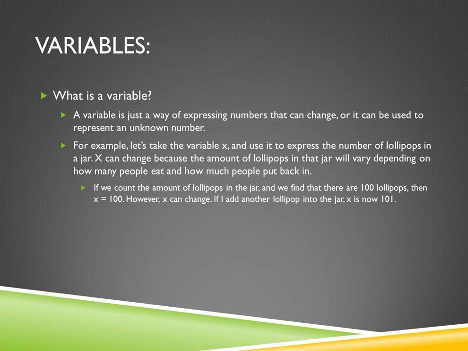So let's count the number of lollipops in this jar. 1, 2, 3, 4... and we find out there are 100 lollipops. So now x is equal to 100, because there are 100 lollipops in the jar. However, x can change, as I said before. If I add another lollipop into the jar, x is now 101. Notice how x is not constant. x will change if the situation changes.